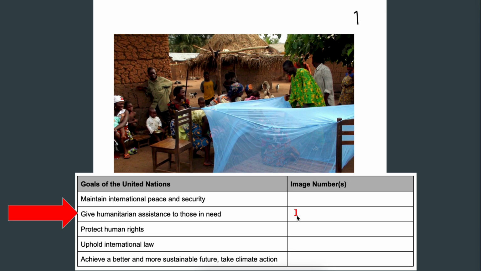Now, when I come back to class tomorrow, we're going to discuss each of these, and I'm going to give a whole lot more context to them as well. But I want you to just look at the pictures as they are for today and do your best to identify which of the 5 goals of the UN is most applicable here.